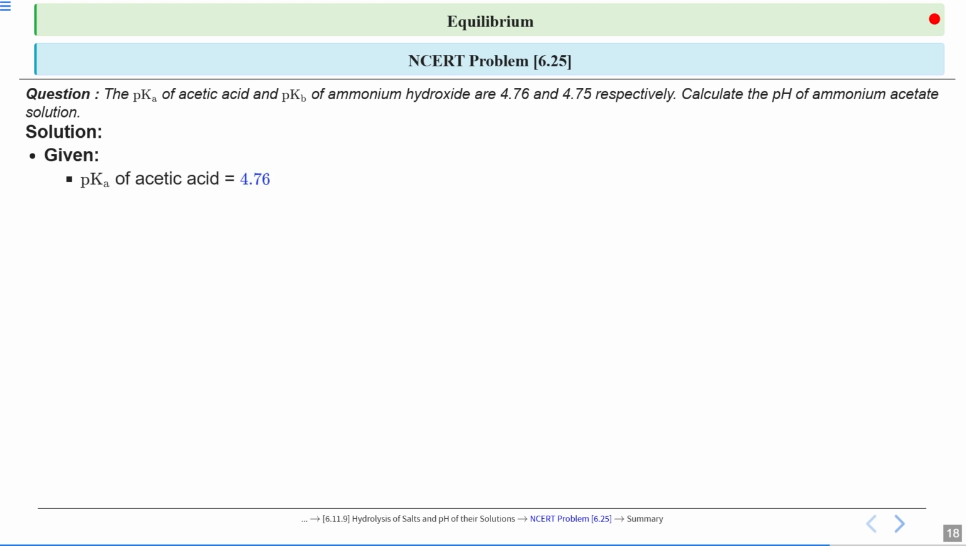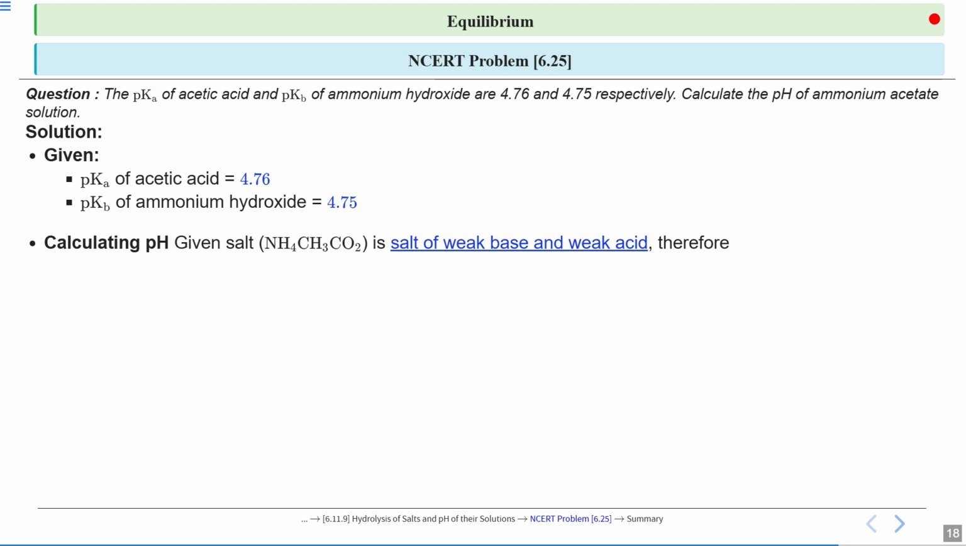We are given the value of pKa of acetic acid, it is 4.76, then pKb is 4.75. When you want to calculate the pH, you know very well that this ammonium acetate is coming from ammonia and acetic acid. These are considered as a weak base and a weak acid respectively, because ammonia is a weak base and acetic acid is also a weak acid. Therefore, we can say this is a salt of a weak base and a weak acid, and we can apply the formula pH = 7 + 1/2 pKa - 1/2 pKb.